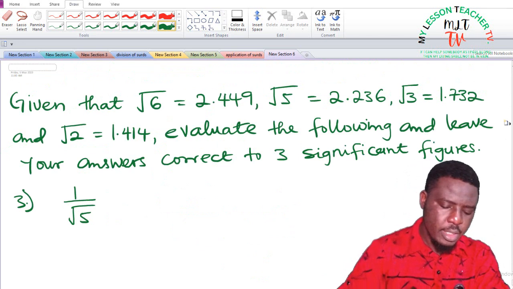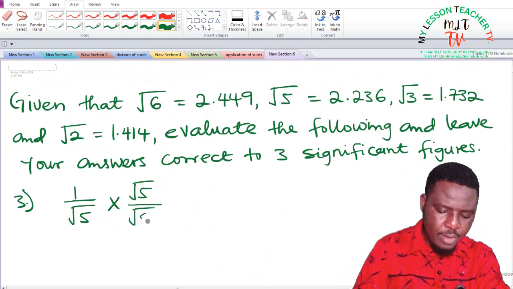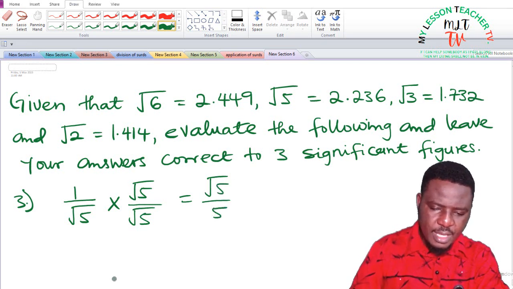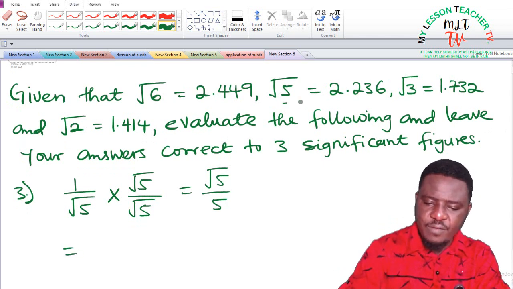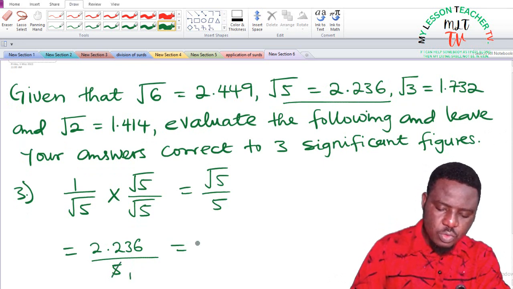Question 3. 1 divided by root 5. You rationalize by multiplying by root 5 over root 5. This is said to be equal to root 5 over 5. And we have the value of root 5 given to be 2.236 divided by 5. So you also divide. 5 into itself is 1. 5 into 2, it cannot. You write down 0, put your point.